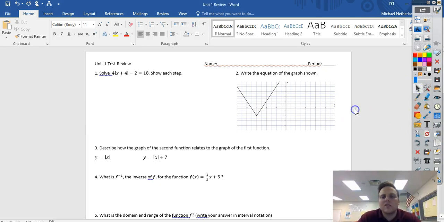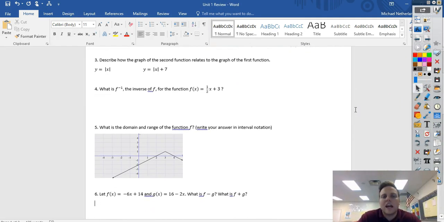Alright, let's go on to number 3. Number 3 says, describe how the graph of the second function relates to the graph of the first function. Well, the first function is y equals absolute value of x. The second graph says y equals absolute value of x plus 7. This just simply means up 7.